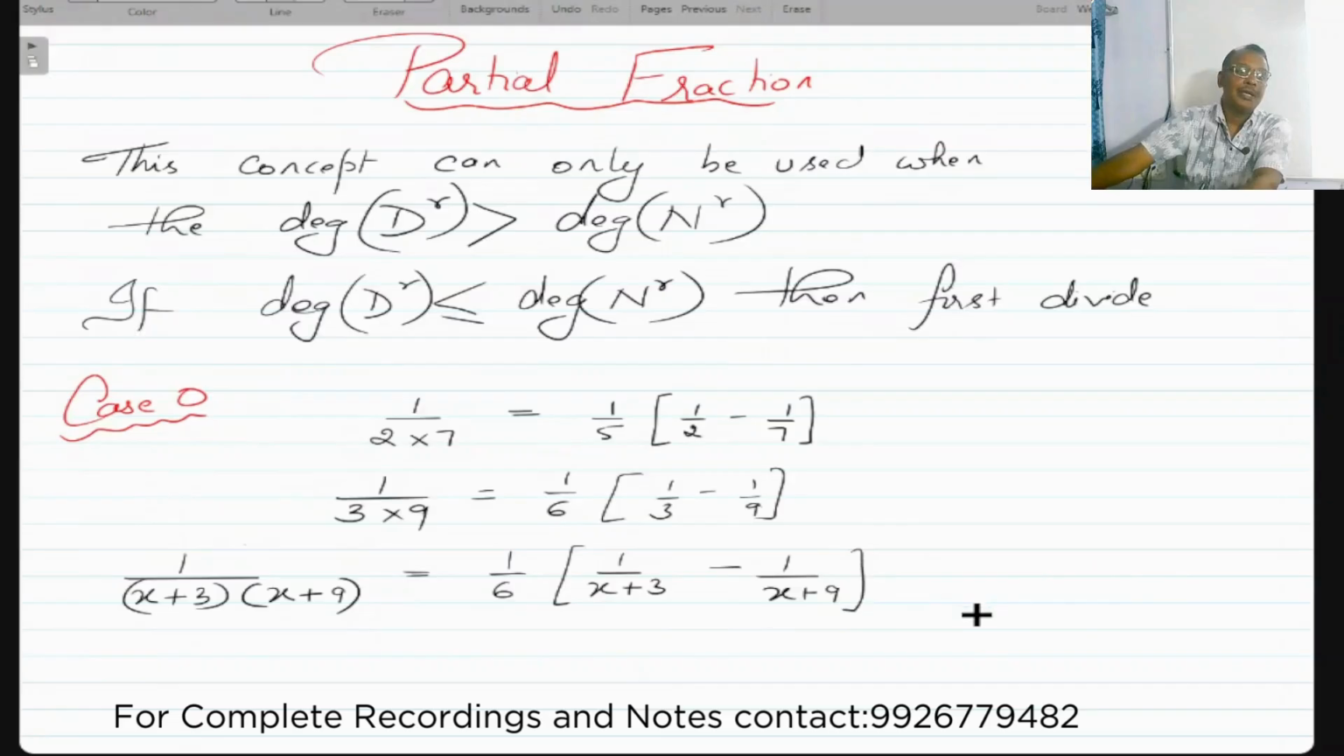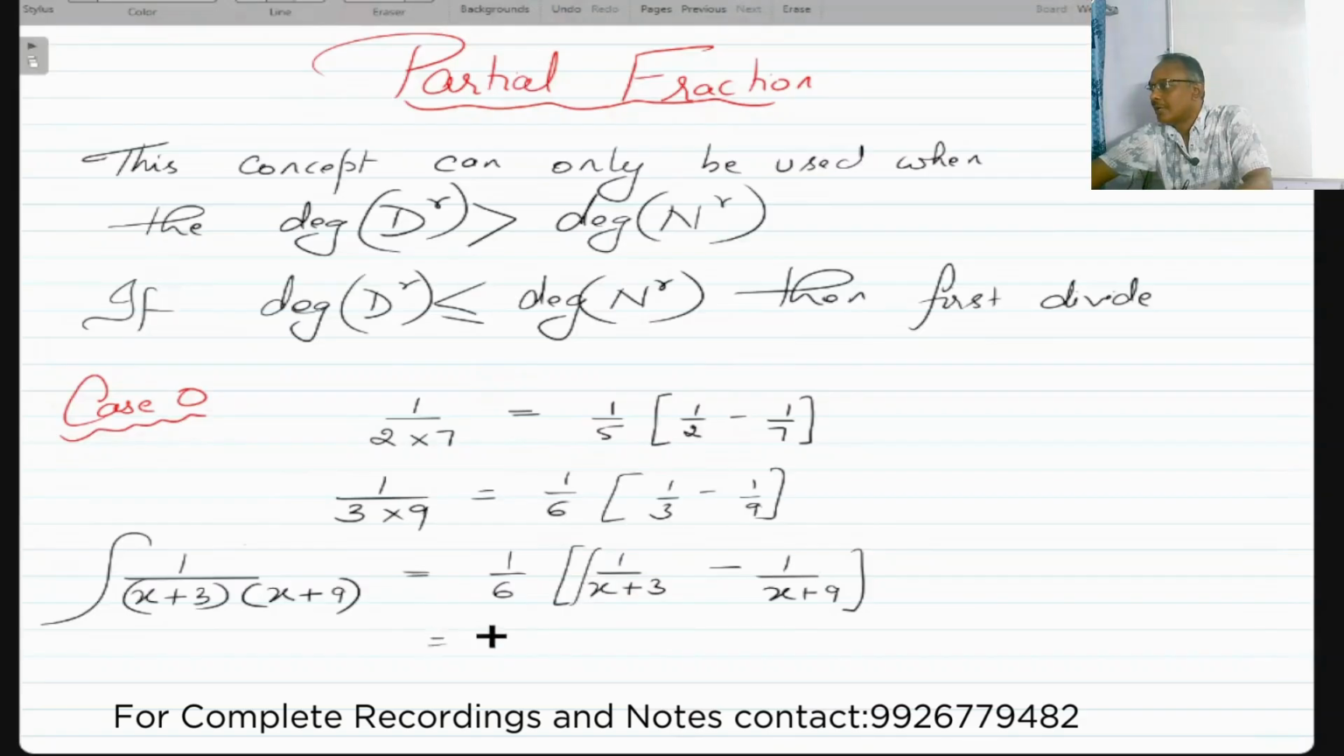सही है. अगर ये क्वेश्चन इंटीग्रल का होता तो एक लाइन बिना पार्शियल फ्रैक्शन यूज किए डायरेक्ट आंसर. इसका आंसर व्हाट वुड इट बी? 1/6 ऑफ बोलो log x plus 3 minus log x plus 9. Answer. So sweet.